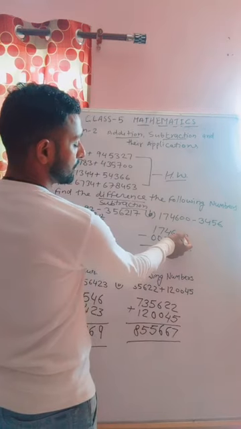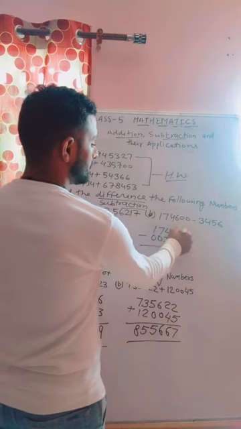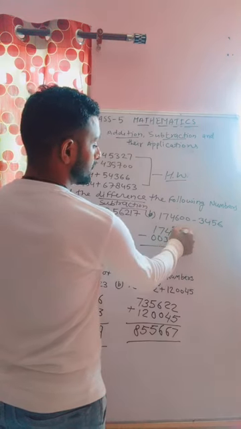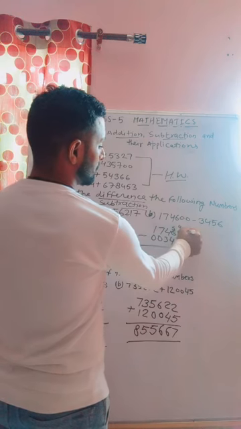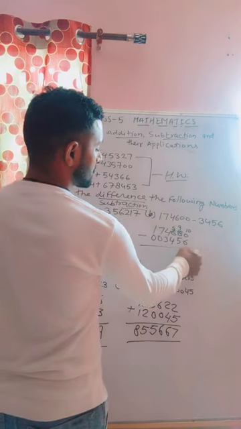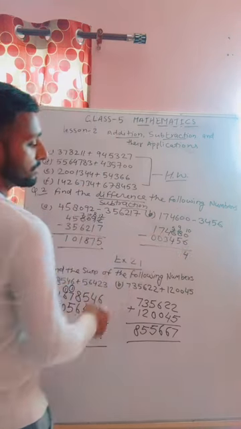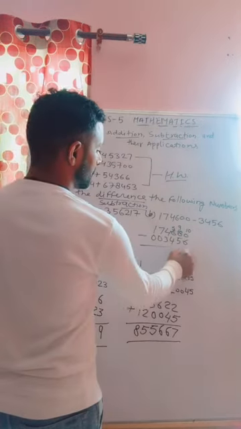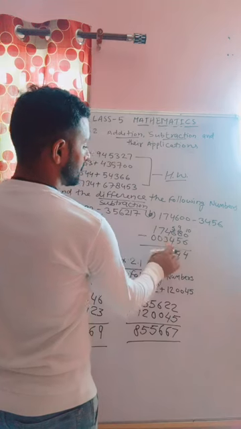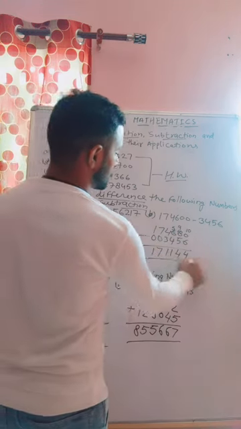You do not give the borrow there. You borrow again from the next place. 10 comes and 5 is left. Next, borrow 1, 9 is left, and 1 becomes 10 here. 10 minus 6 is 4. 10 minus 6 is 4. 9 minus 5 is 4. 5 minus 4 is 1, and 4 minus 3 is 1. Next, the remaining numbers are the same here.